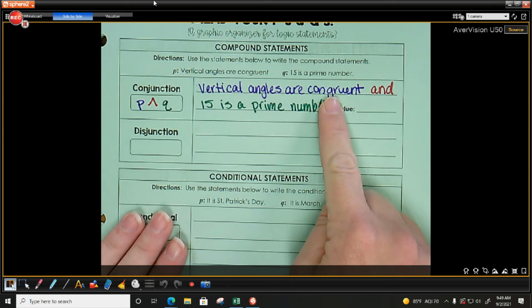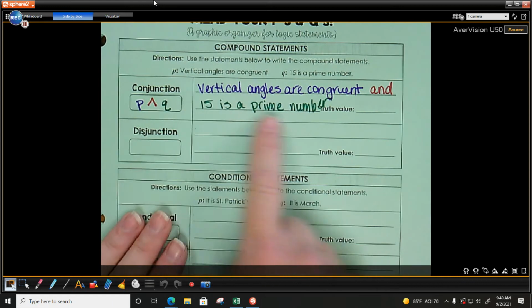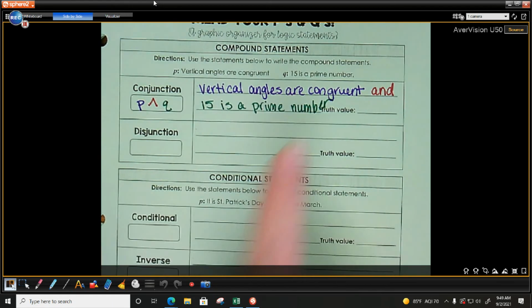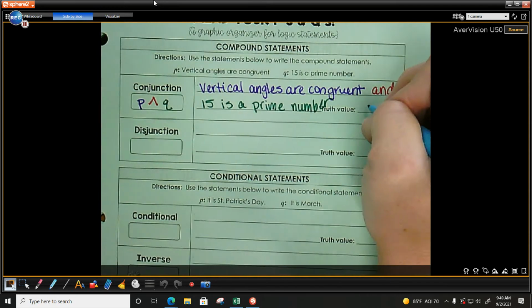Yes, that's what we learned last unit. And is 15 a prime number? No, 15 is not prime. So is this true or false? This is false. So your truth value, we put an F for false. That is not true.